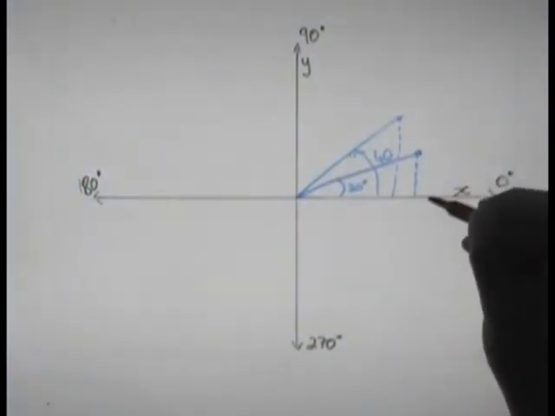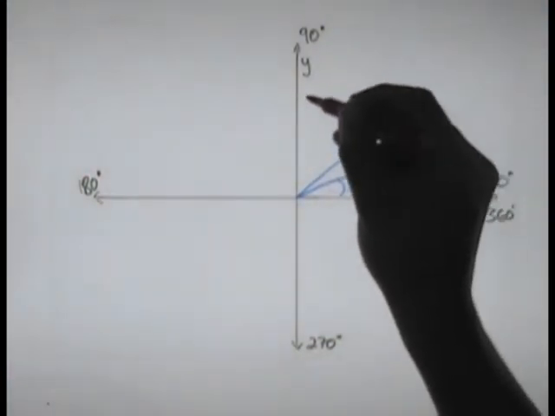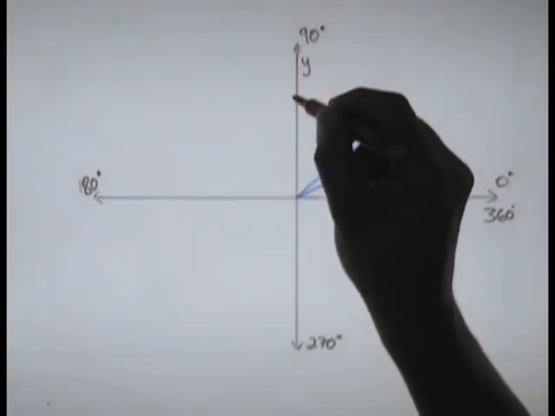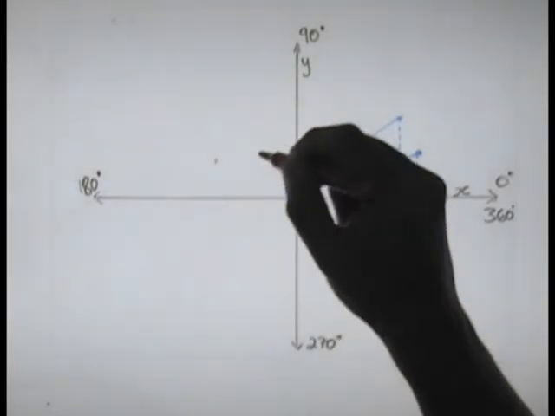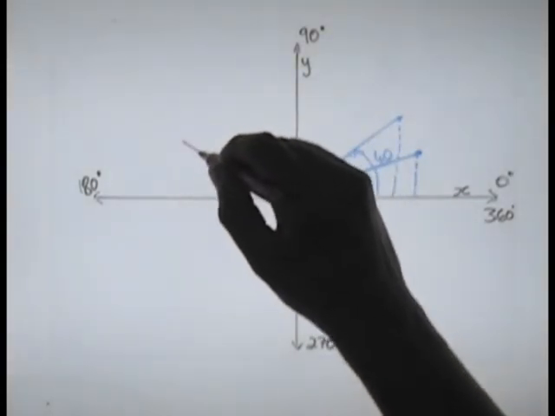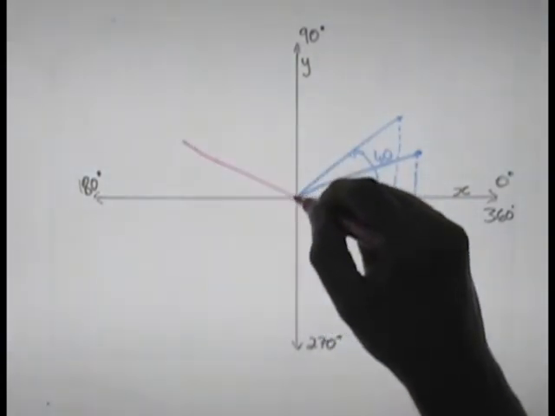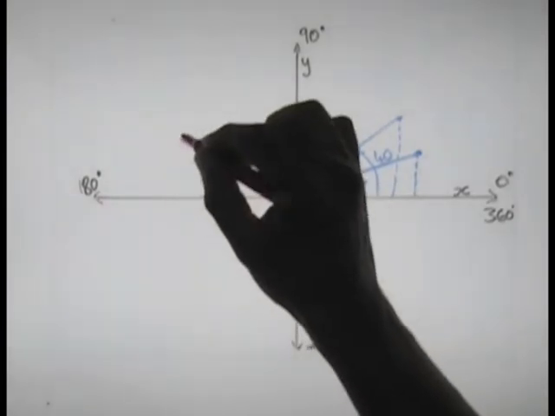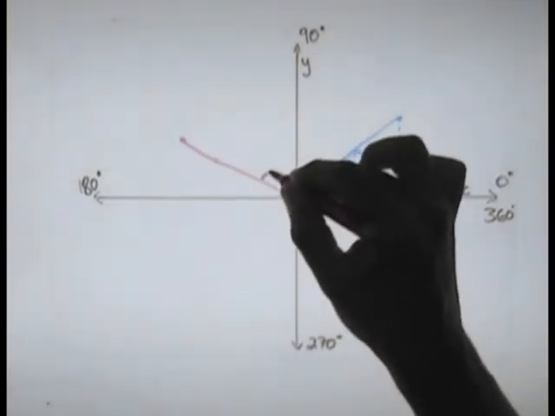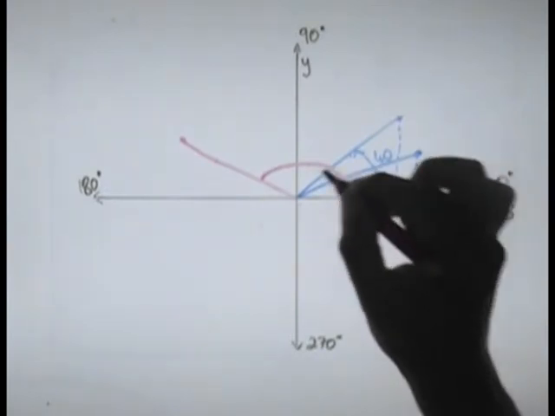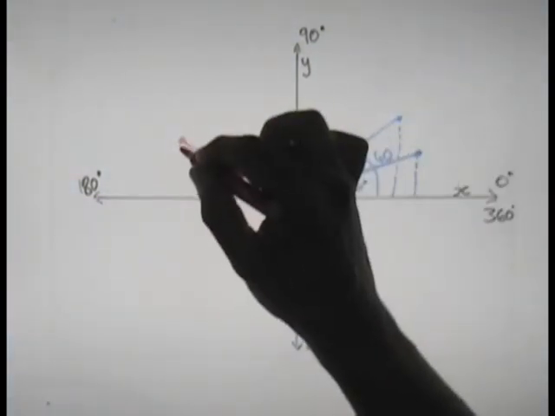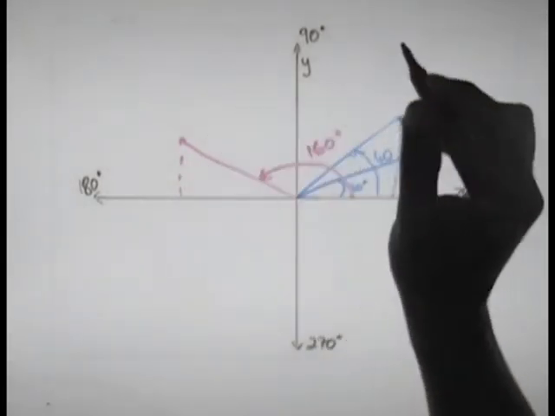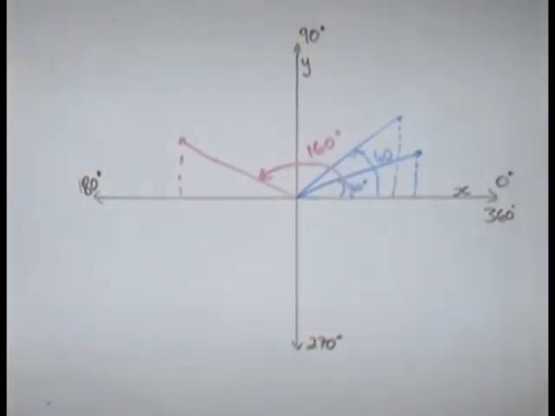The next angle we're going to sketch is 160 degrees. Now 160 degrees is going to go 0, 90, 160, which is going to come somewhere over here. That is the angle all the way over from there of 160 degrees, and it will have a certain x value and a certain y value.